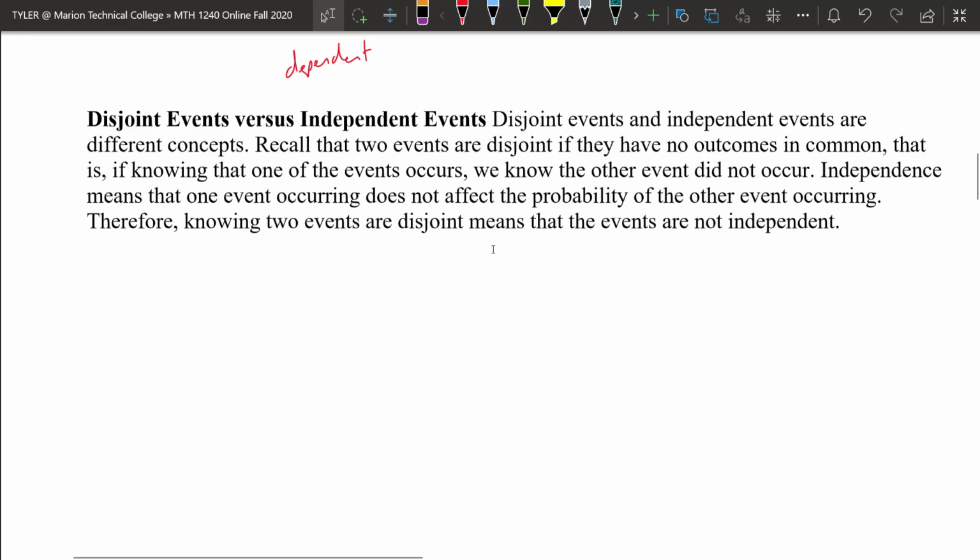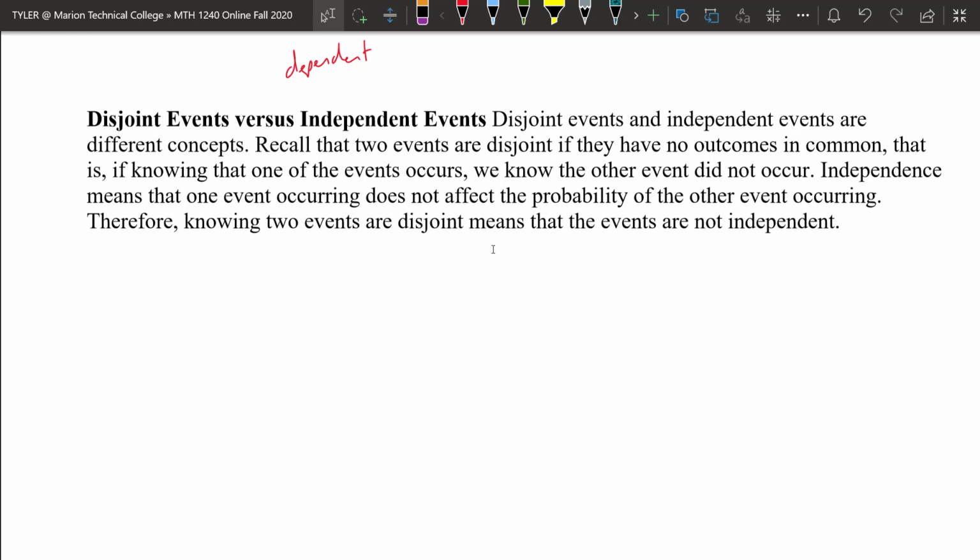Right, so then here there's a statement about disjoint events versus independent events. A lot of people think these two concepts are the same, but they are different concepts. It says here that disjoint events and independent events are different concepts. Recall that two events are disjoint if they have no outcomes in common. That is, if knowing that one of the events occurs, we know the other event did not occur. So in other words, when you have disjoint events, there's no overlap. So if one of the events occurred, we know the other event did not occur because there's no overlap.